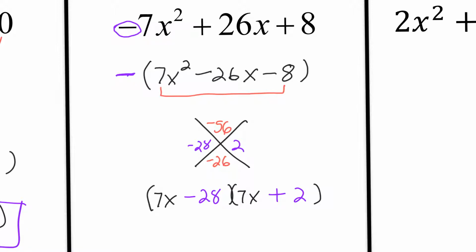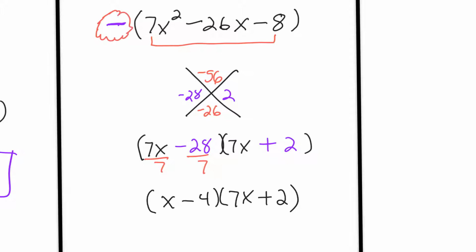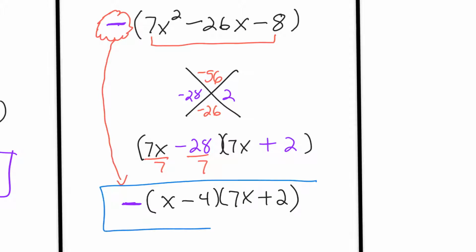Reduce the binomials. The first one you can divide by 7 here. The second one, the 7x and the 2, you guys cannot divide. So we are going to have a 1x minus 4 times a 7x plus a 2. Right there, guys. Now, remember that negative we factor out up here? Well, that's part of your answer. If you guys factor out the negative, you must bring down the negative and it goes outside of the parentheses. So my answer will be a negative times x minus 4 times 7x plus 2.